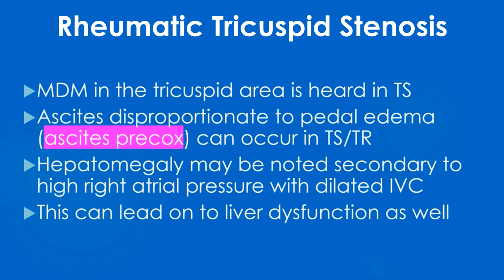Ascites disproportionate to pedal edema, known as ascites praecox, can occur in TS or TR. Hepatomegaly may be noted secondary to high right atrial pressure with a dilated inferior vena cava. This can lead on to liver dysfunction as well.